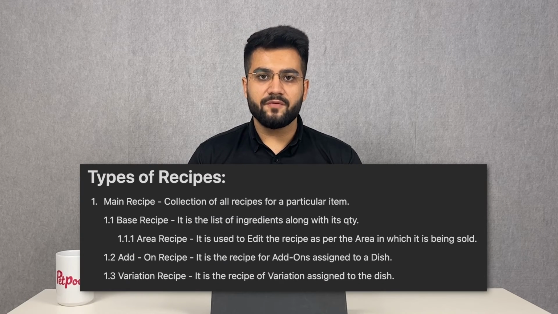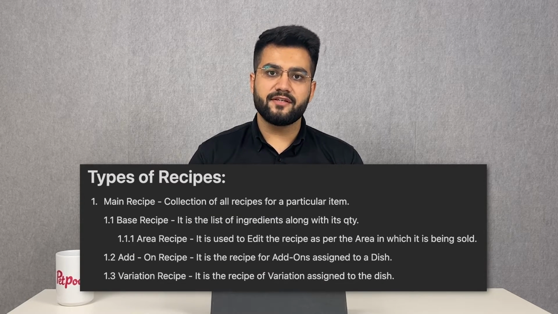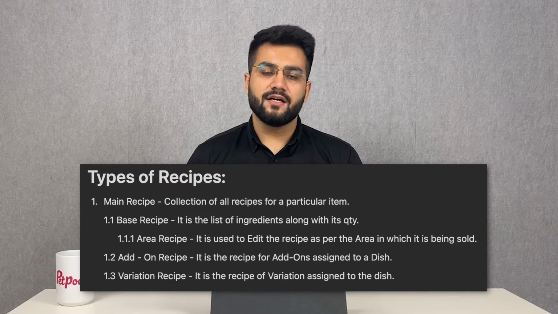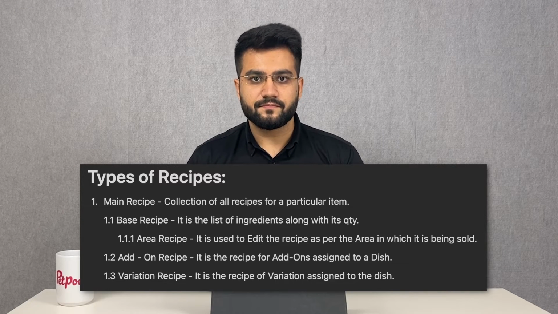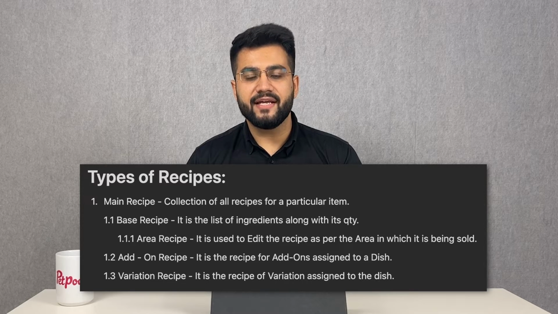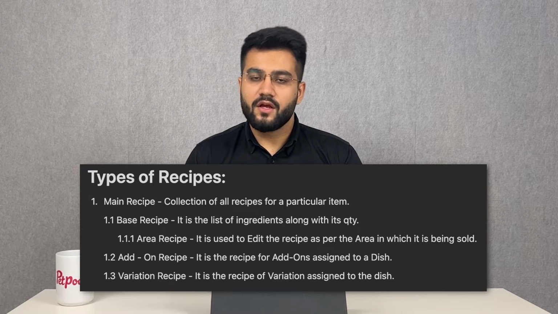Now let us understand the types of recipes. You'll see a list on my screen which will display all the types of recipe nested under main recipe. Now I'll explain you the meaning of these recipes. So the first recipe is main recipe, which essentially contains all the different recipes for a particular item.